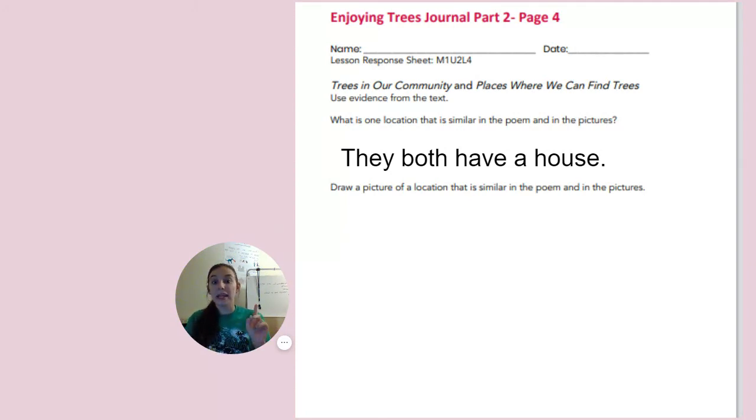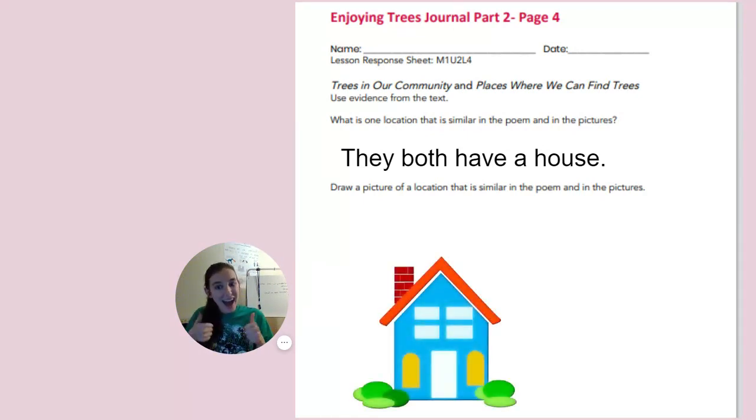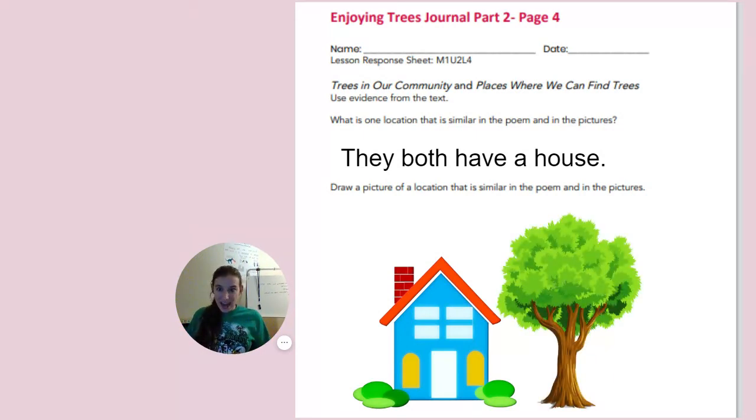Okay, so now that I know that one similar location is a home, somebody's house, in both the pictures and the poem, now I'm going to draw a picture of that location. So what do I need to draw? Yes, a house. I need to draw a house because that is the location that was both in the poems and the picture. After I draw my house, I'm adding a tree next to it because that is where we are looking to see what location is similar for where the trees are.